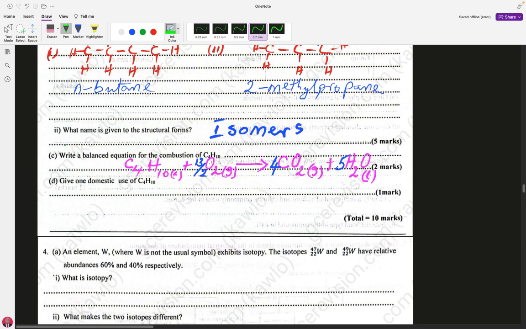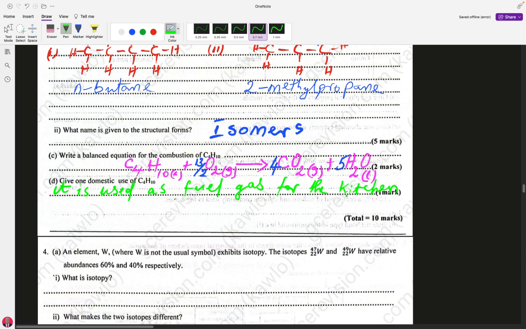So I can say here lastly that butane gas is used as fuel gas for the kitchen. So you can use it in cooking.